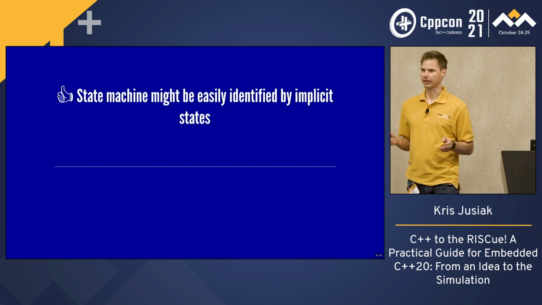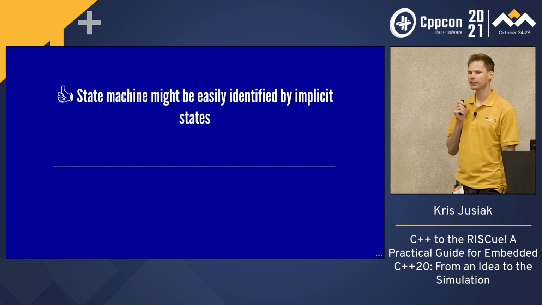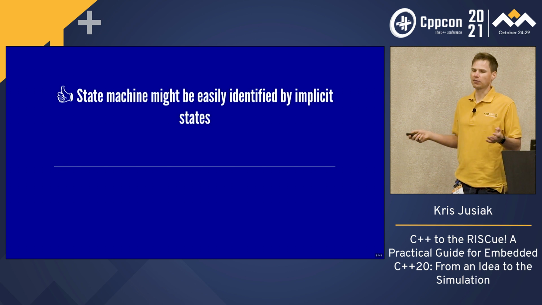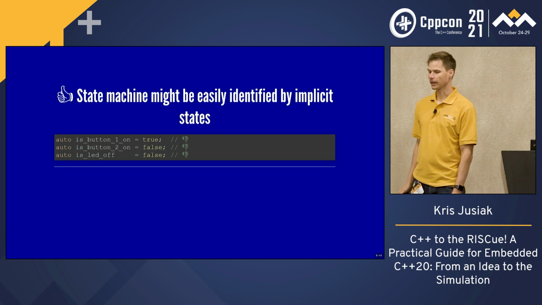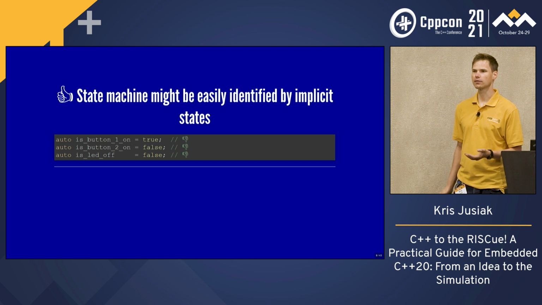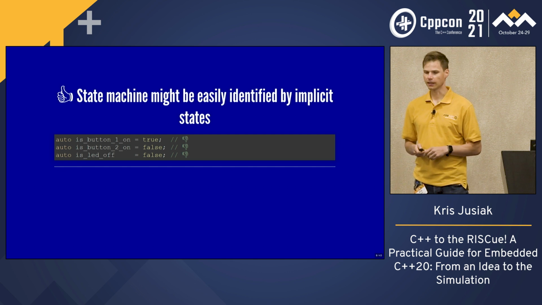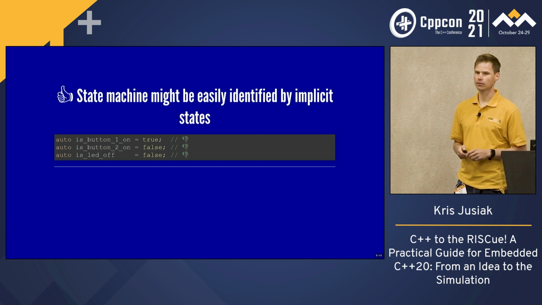So, blue background, something to wake you up with. State machines might be easily identified. All the online examples, in my opinion, with Arduino and others, on how to start with microcontrollers, will have something like that: is button something true. You have these Boolean variables, and if you know about state machines, you immediately know that something is wrong with the design here, because it could be easily refactored with a lot of benefits to the state machines, and we'll take a look into that.